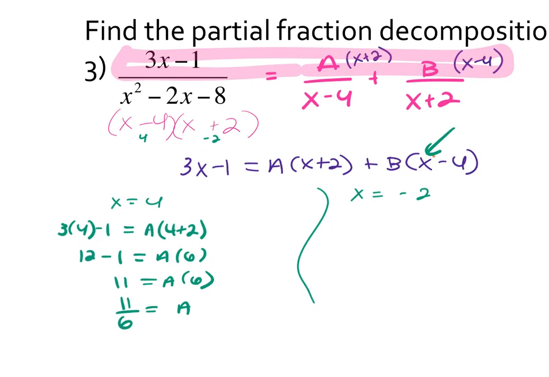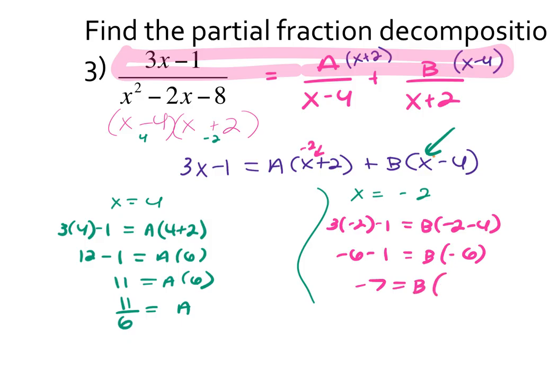Then I go to B, or the second one, and x equals -2. So 3 times -2 minus 1 equals, now the -2 in the A is what's going to cancel it out. So I'm not even going to write the A. It would be B times -2 minus 4. So -6 minus 1 equals B times -6. -7 equals B times -6. And B equals 7 over 6.